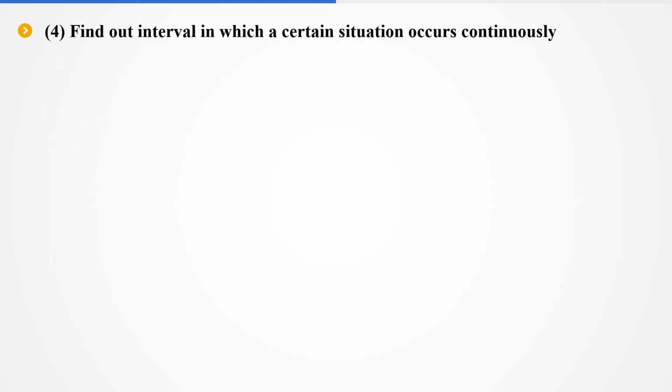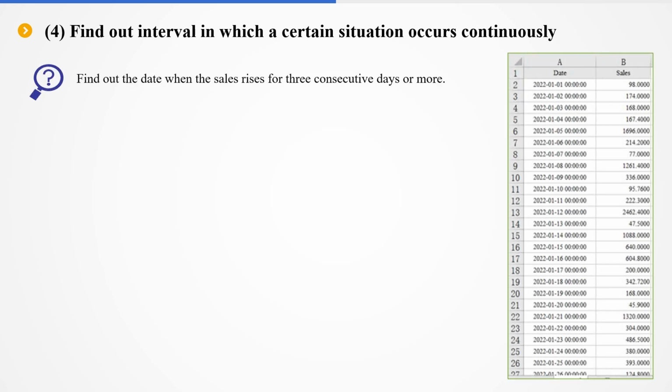4. Find out interval in which a certain situation occurs continuously. For example, this is a statistical table for daily sales. It is required to find out the date when the sales rises for 3 consecutive days or more. For example, from January 10th to 12th, 2022, the sales rises for 3 consecutive days.